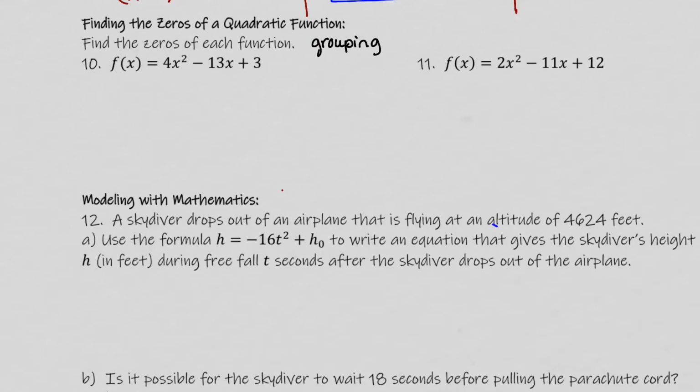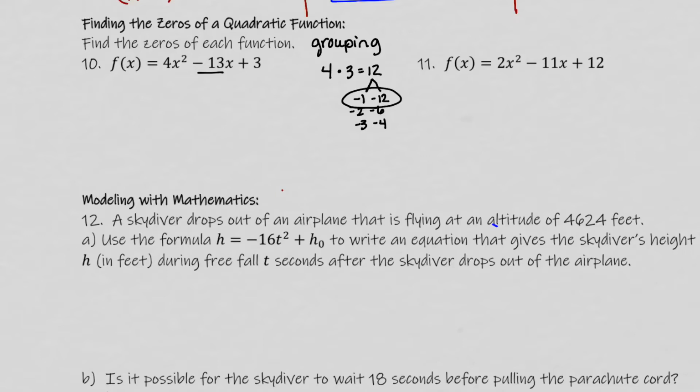And we're going to do this by grouping. All right. So when I factor by grouping, I know 4 times 3 is 12, okay? Just like we did before, we multiply A times C. And I need my factors to add up to B, just like before. So they multiply to a positive, but add to a negative. So I know they're both negative. So -1 and -12, -2 and -6, -3 and -4. So adding to -13 is -1 and -12.